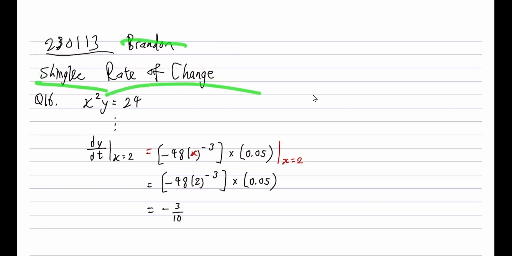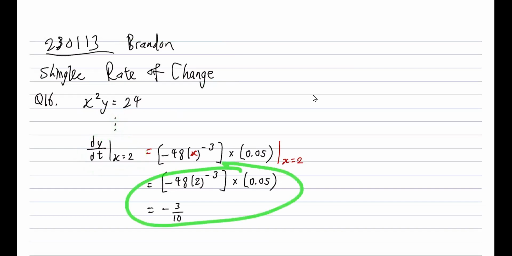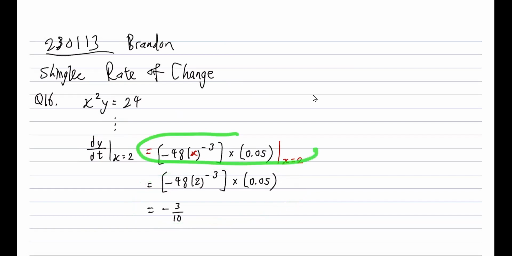230113, Brendan, connected rate of change, x squared y equal to 24. Key information: you found dy by dt given x equal to 2. You wrote this. You sub in x equal to 2 directly. But I'm recommending to you, write this instead. Write the expression with x, and then vertical line x equal to 2. Reason, this can be recycled. Okay, this is part 1.